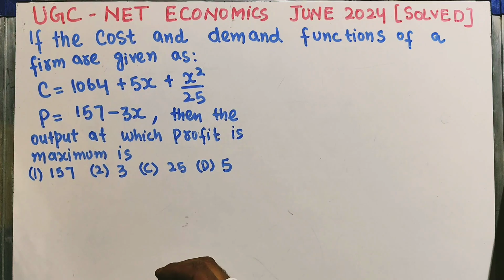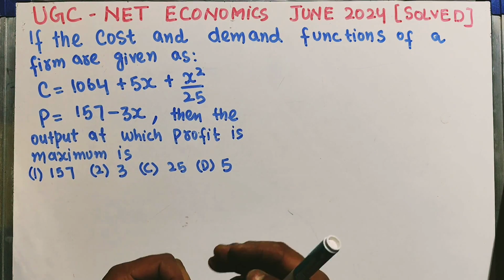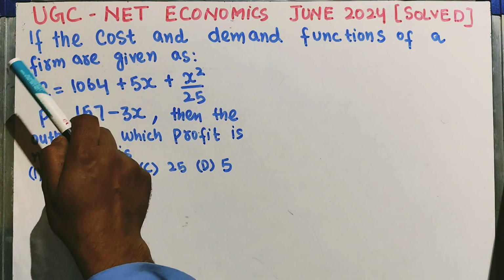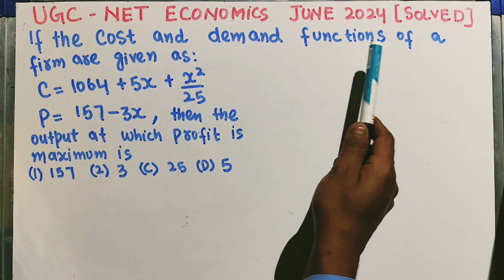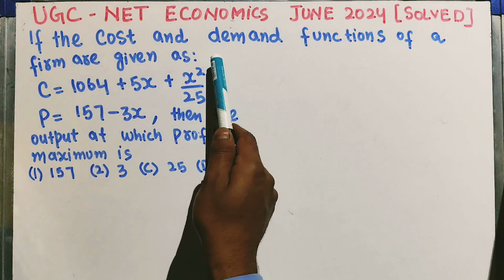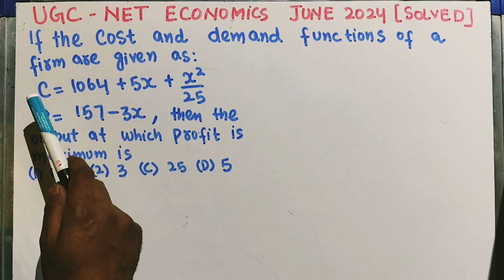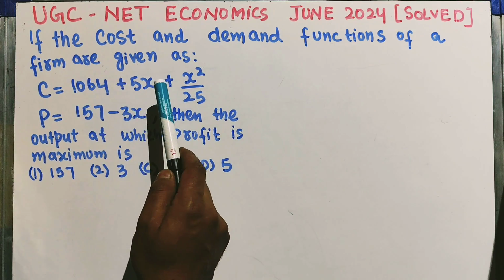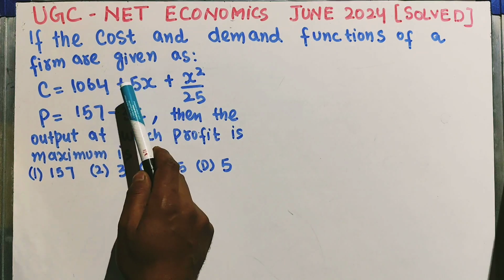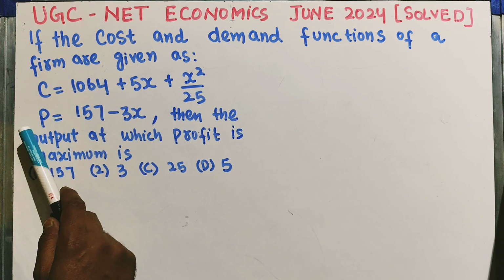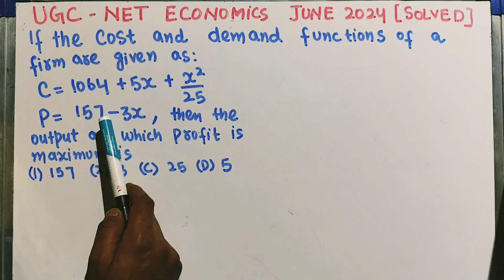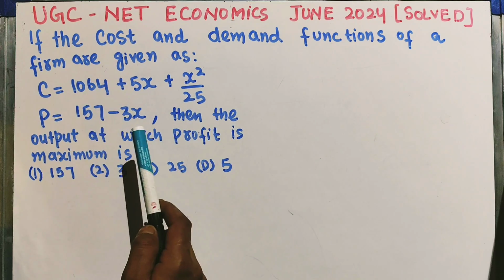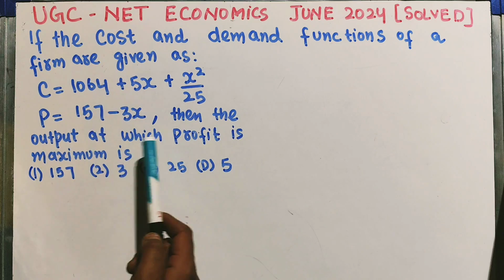In this video, we will solve the questions asked in UGC NET Economics paper of June 2024. The question is, if the cost and demand functions of a firm are respectively given as cost function C is equal to 1064 plus 5x plus x square upon 25, where x denotes the output, and demand function is P is equal to 157 minus 3x, where P denotes the price, then the output at which profit would be maximum is, options are being given.